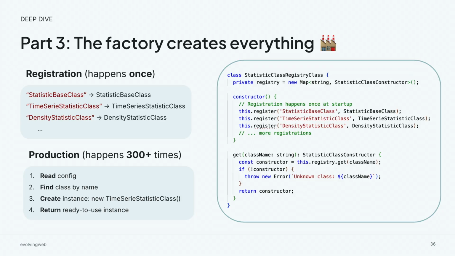So the production flow is, first, we're going to read the config. We're going to find the class name. That's what I showed you earlier. And then you're going to create an instance of the class the statistics need, and then return this ready-to-use instance. Here you can see in the constructor we have the registration, and then we have a get method to return the instance we need for the statistics we want to visualize.